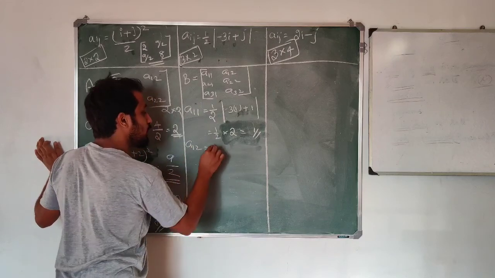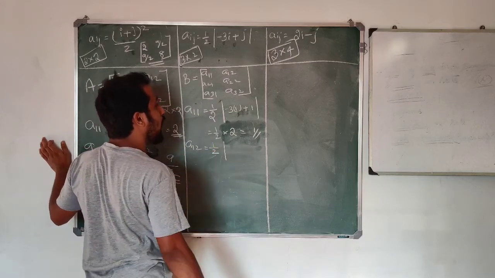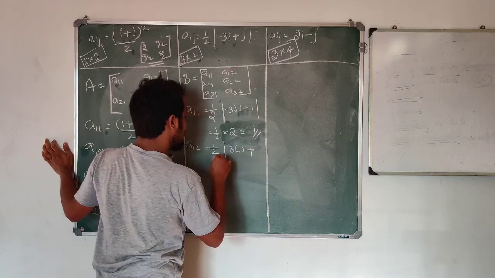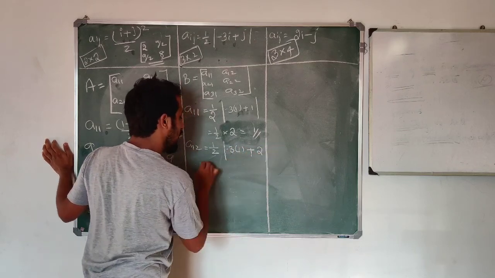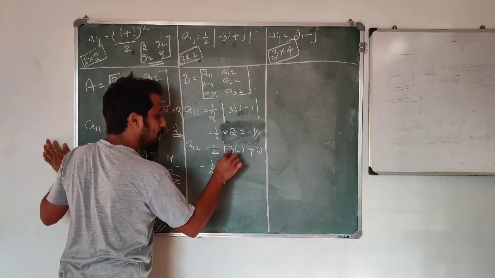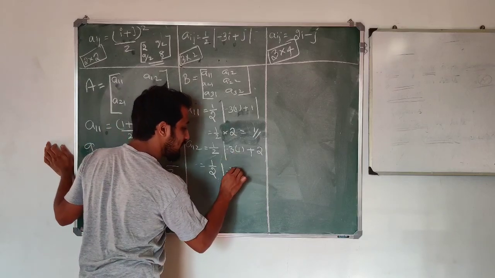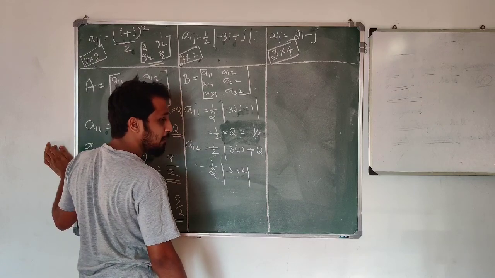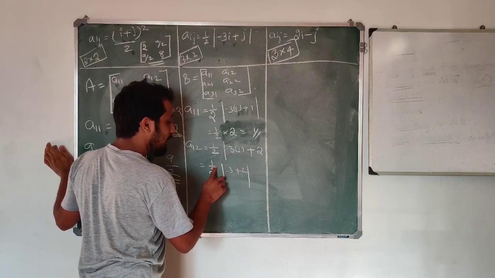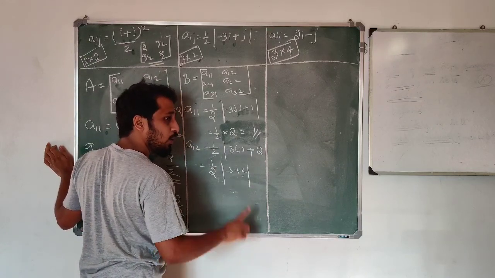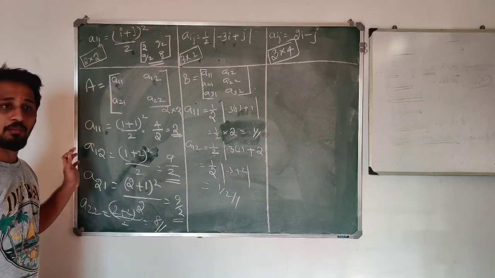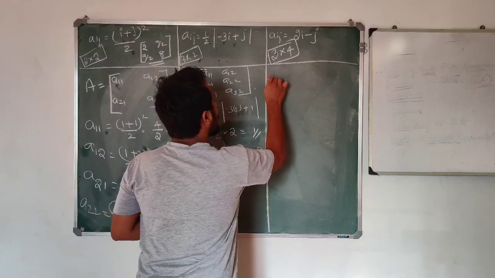A12 is equal to 1 by 2 into modulus of (minus 3 into 1 plus j value 2). Now 1 by 2 into minus 3 into 1, minus 3 plus 2, 2 minus 3 is minus 1. Minus 1, modulus of minus 1 is what? 1. So the answer is 1 by 2. A12 is 1 by 2.